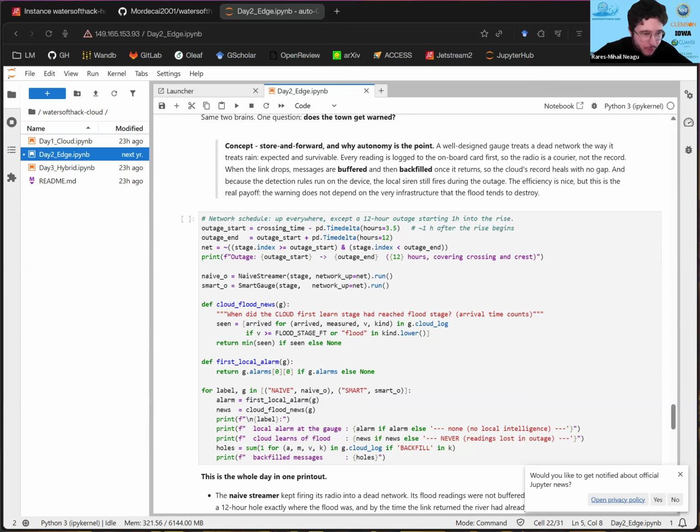For some of the formulas, yes, but the actual code, I wrote it.